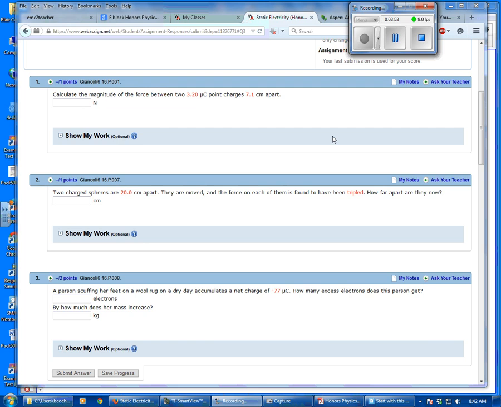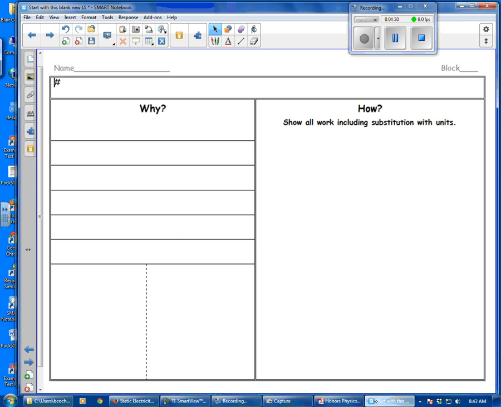Alright, so we're going to do number 1 now, where it asks you to calculate the magnitude of force between 3.2 microcoulomb point charges that are 7.1 centimeters apart. Right away, I bet some people stumbled in not looking at the units, not looking at that it was microcoulombs and that it was centimeters, because that will throw the magnitude of your answer off. So this is number 1.